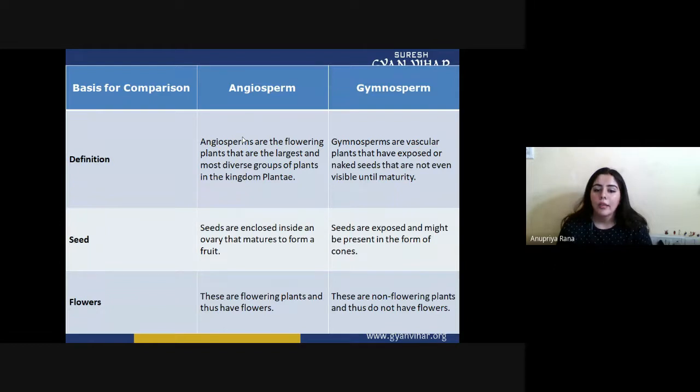Flower: angiosperms are flowering plants and thus have flowers. It is a characteristic feature of angiosperms to have flowers. But gymnosperms are non-flowering plants, so they do not have any kind of flower.